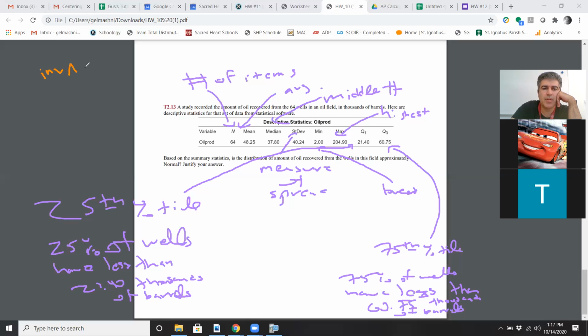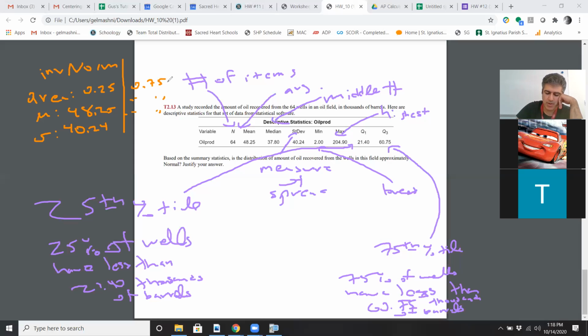We could do inverse norm. And I'm going to type in 0.25 for my area, and my mean as 48.25, and my standard deviation as, of course, 40.24. And then I'm going to repeat this for an area of 0.75. So let's do it right now. Second vars, inverse norm, area of 0.25, 48.25, 40.24. So I get 21.1 here. So it's pretty close. If I do it again for the 75th percentile, I get a much higher number though.